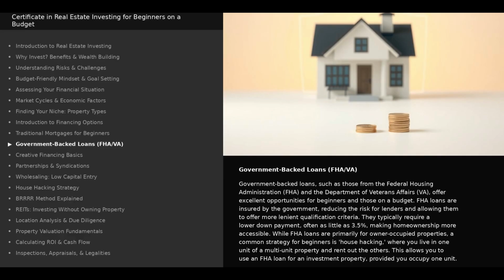While FHA loans are primarily for owner-occupied properties, a common strategy for beginners is house hacking, where you live in one unit of a multi-unit property and rent out the others. This allows you to use an FHA loan for an investment property, provided you occupy one unit. Understanding these specific programs can unlock significant investment potential.